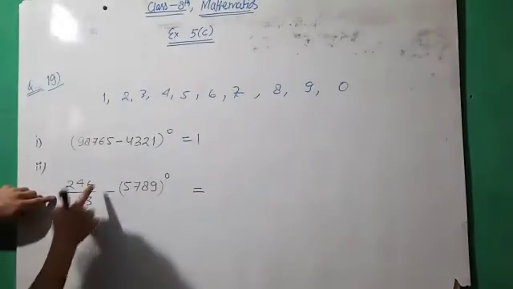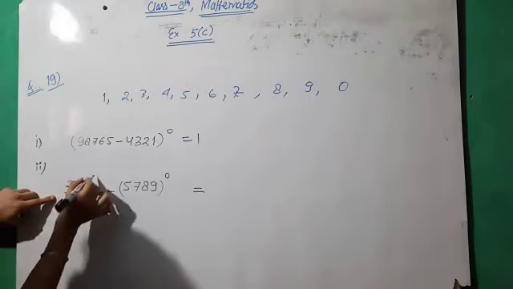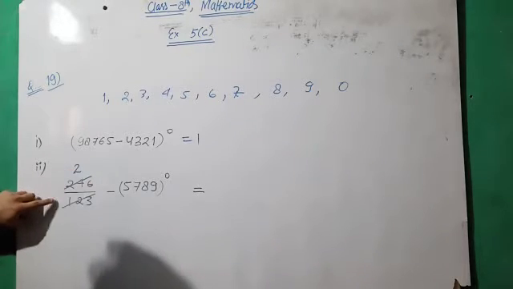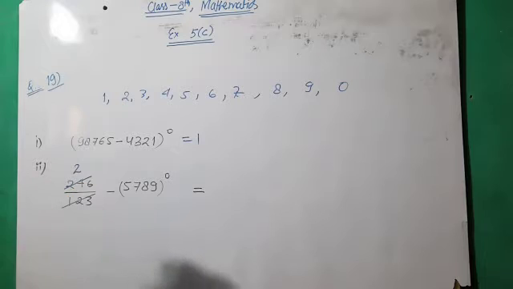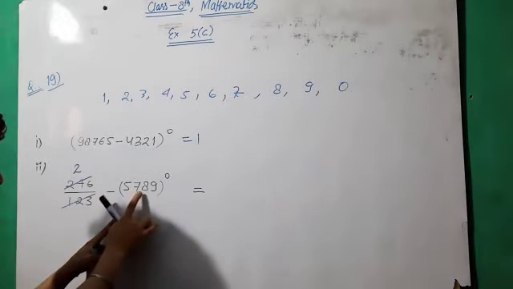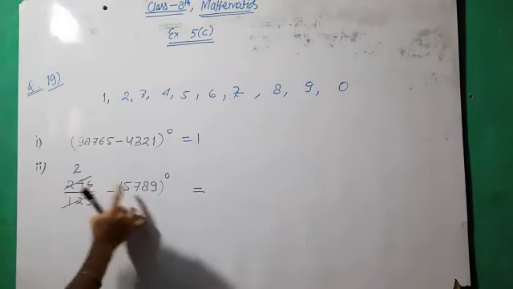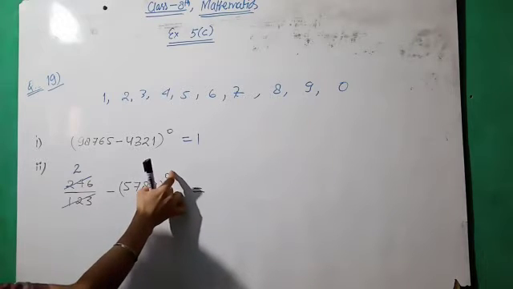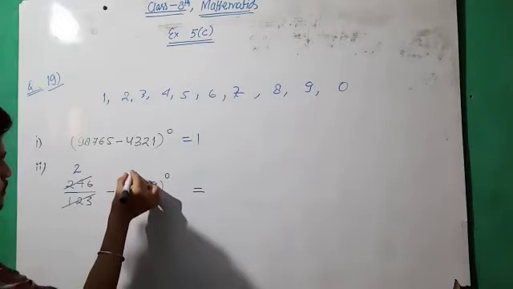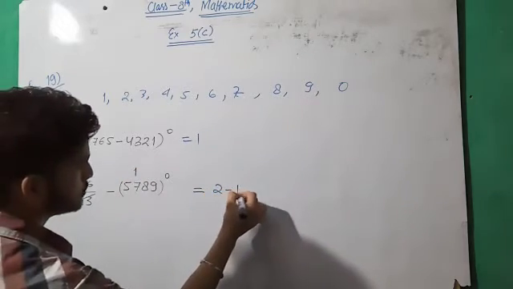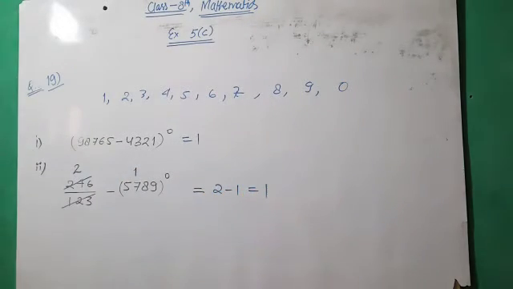Second one, 2, 4, 6 upon 1, 2, 3. This is the double of this, so the answer is 2. And here we used 1, 2, 3, 4, 6. Now we have to use 5, 7, 8, 9 and 0 is the last one, this is the power 0. So 2 minus this power 0, that is 2 minus 1, answer is 1. So these are the two examples.